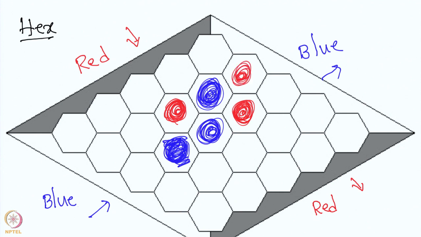Next the blue player will come and mark here, and the next red player will mark here, and then the blue player comes here, and now we have a path for blue from here, here, here. So in this instance the blue player won this game.